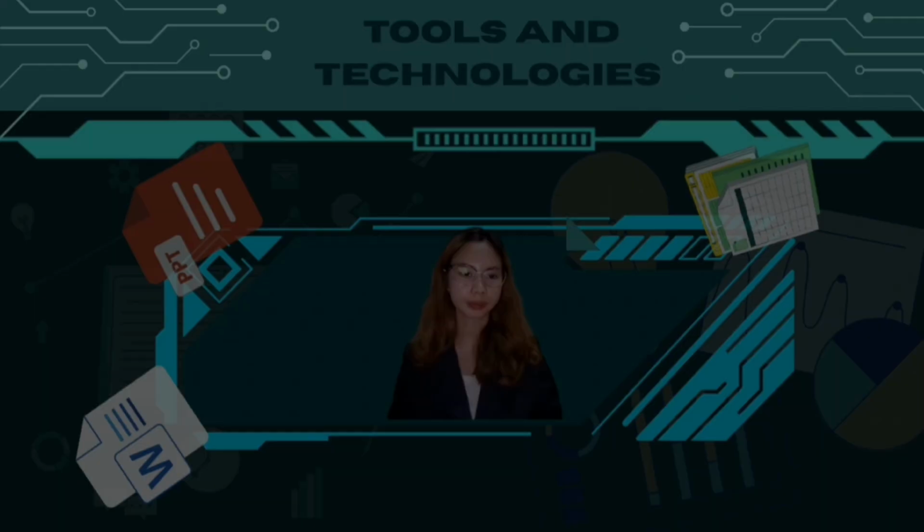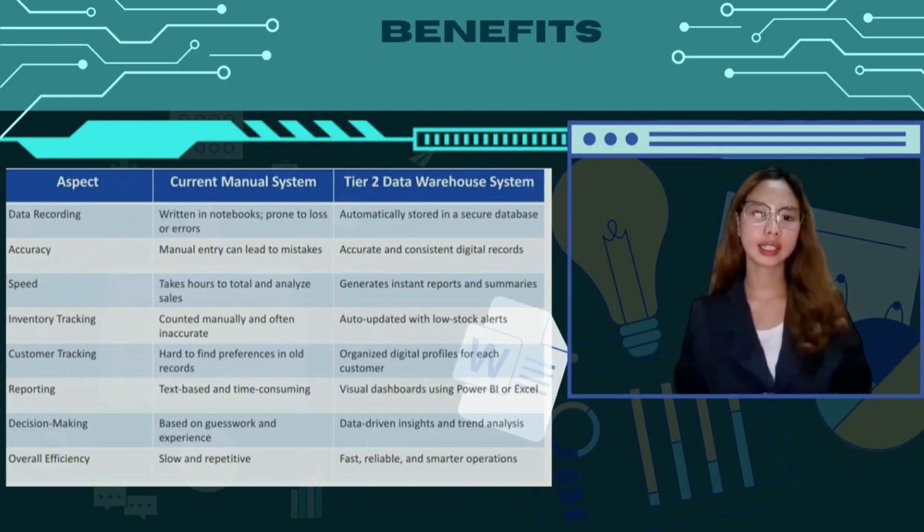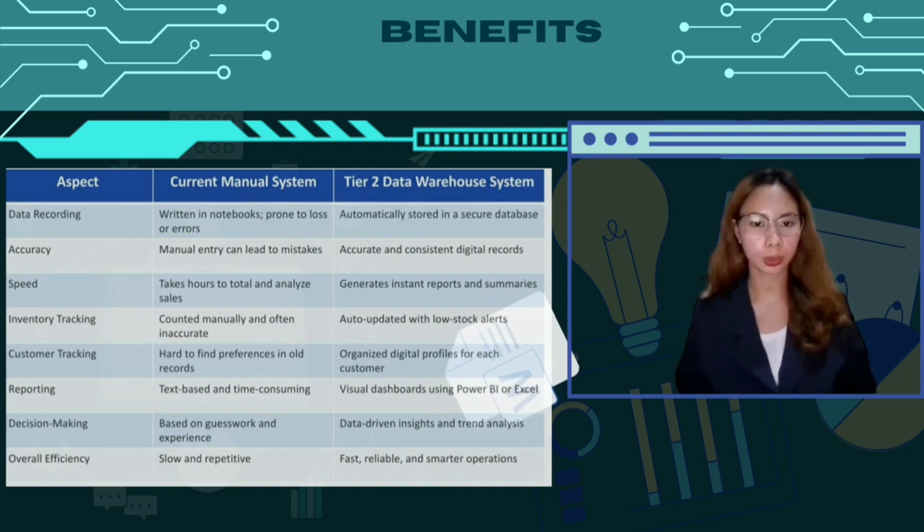Car Wash. For benefits, currently J-Gyre Car Wash records everything manually in notebooks, which often causes delays and errors. With our Tier 2 data warehouse system, all sales, inventory, and financial data will be centralized and automated.